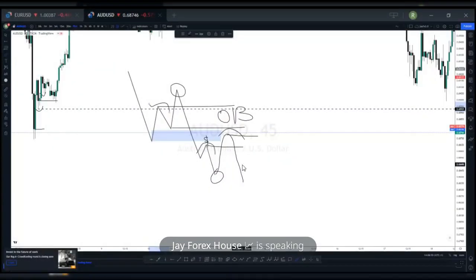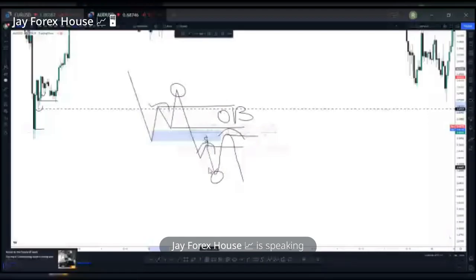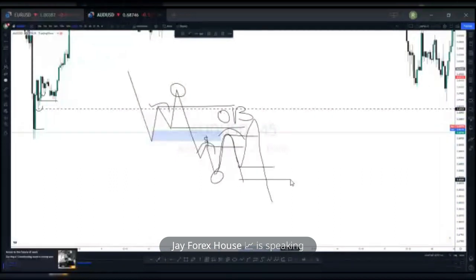So you see, sometimes a breaker block might not hold to take out this low. Okay, it might return and then do something like this. Then this becomes a new trend. Sometimes it might take out the low and then return to this. So if you're picking a mitigation from a breaker block as a POI, you should understand that most of the times those are inducements.